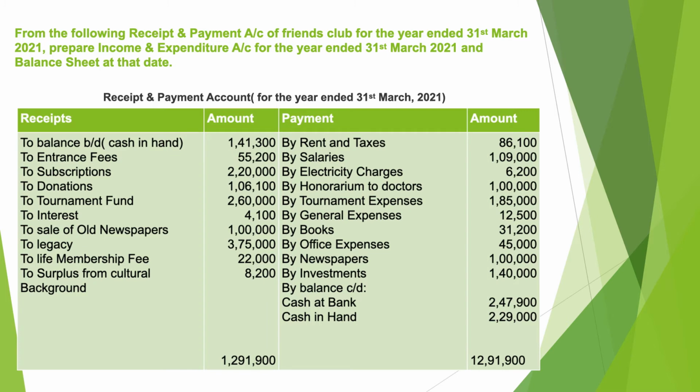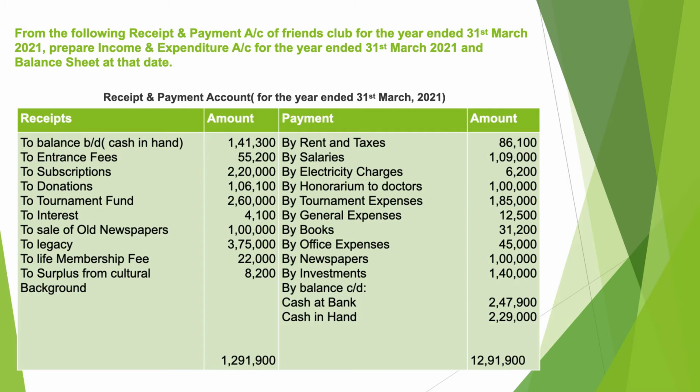So the receipt and payment account is given. As you know, all the receipts are recorded on the debit side and all payments are recorded on the credit side. So we will be studying the items one by one and I will be telling you how you are going to treat these items. Apart from the receipt and payment account, there is some additional information which was given to you.